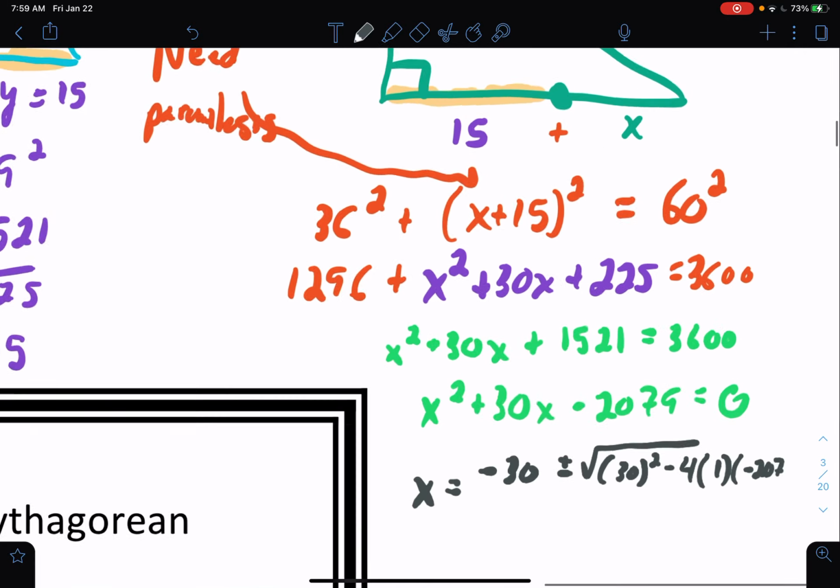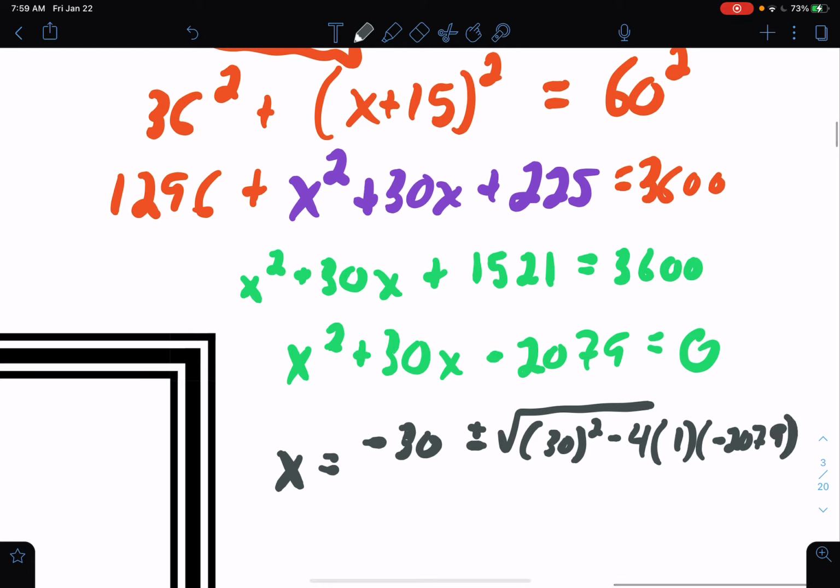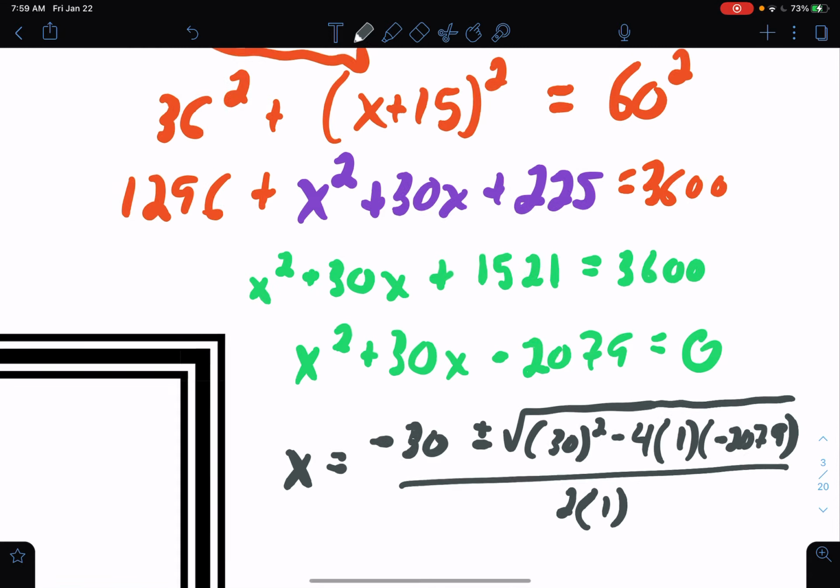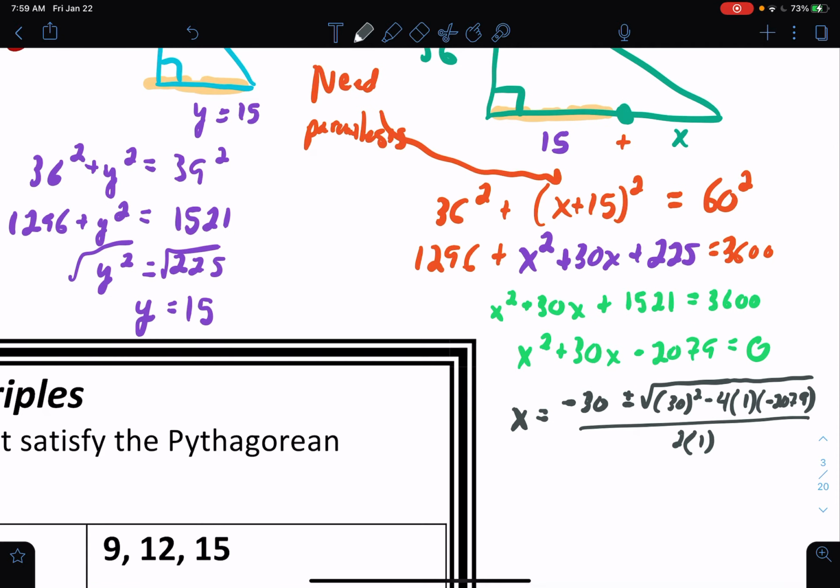Oops, I'm running out of room. All over 2a. So I'm going to simplify this. Underneath the square root, I'm going to get 30 squared minus 4 times 1 times negative 2,079. I'm going to get 96 for the square root of this whole mess. So negative 30 plus or minus 96 divided by 2.